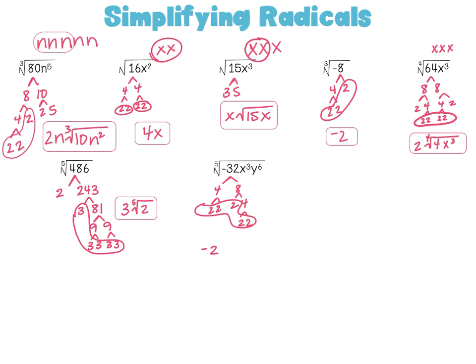So I've got three X's and six Y's, and I need groups of five. I could not make any groups of five with the three X's, so they just stay underneath. I could make one group of five Y's, so one Y will go on the outside, and then there would be one Y left over, which is on the inside.